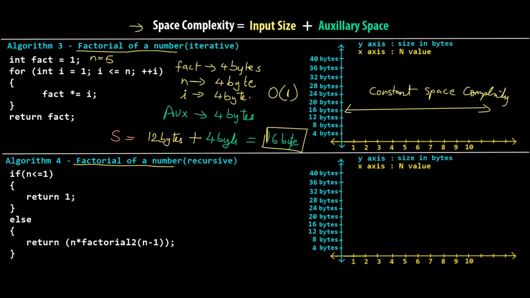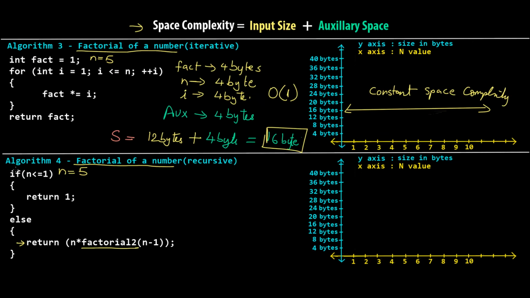Now coming to this recursive algorithm, let's see what happens at recursive algorithm. Now the algorithm is as follows. Let's say n is again equal to 5, and we are passing this in this function. So this is entirely inside a function. Okay. So first thing we check if n is less than or equal to 1. If it is less than or equal to 1, we have to return 1. Else we are giving a recursive call and we are saying return n star factorial2, which is actually the name of this function, factorial2 of n minus 1.